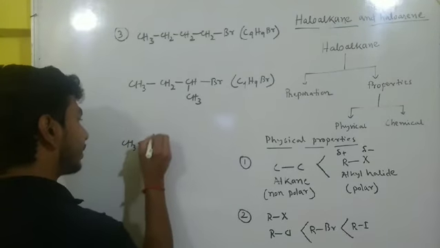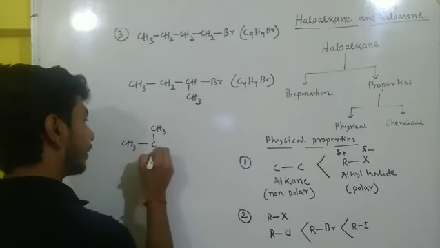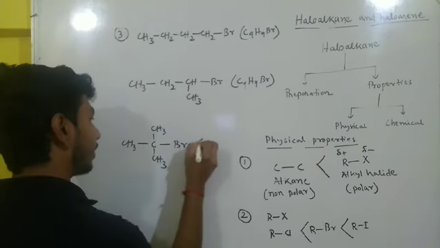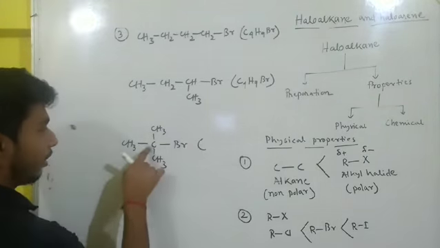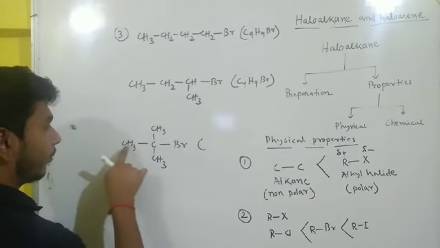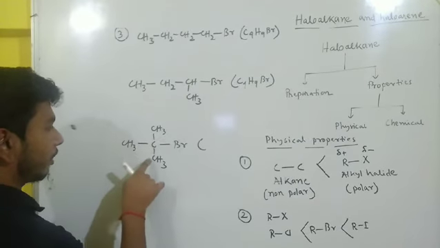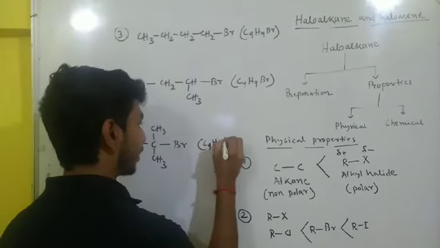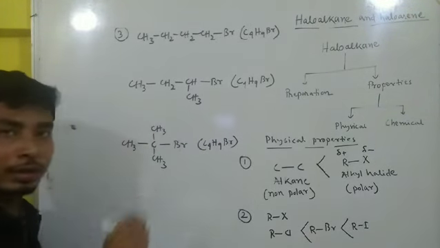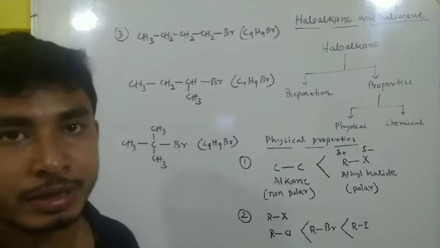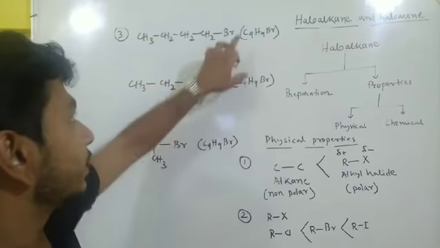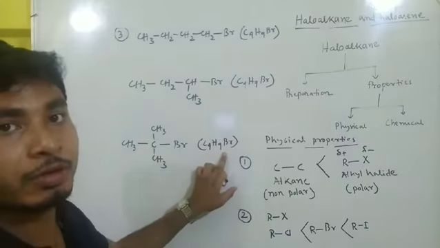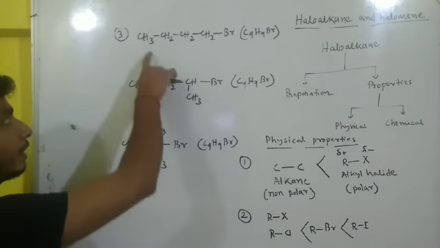Next CH3Br. Here also the molecular formula is C4H9Br, with a total of 4 carbons: 1, 2, 3, 4. The molecular formula is the same for all three. The difference is in the structure.